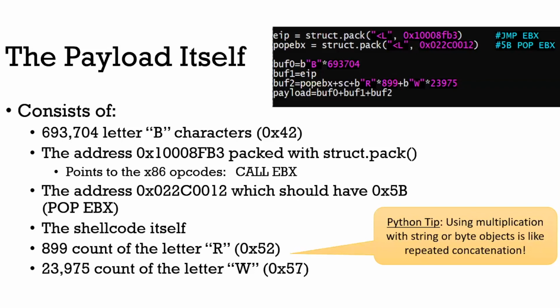Then we have the address 0x022C0012, also packed into a variable called popebx. Now, when I analyze the exploit, at that particular address, when you disassemble it, should be the opcode pop ebx, which is actually just a single opcode, 0x5b. Then we have the shellcode itself, and then we have some other padding at the other end of the exploit, right? And that's all concatenated together as one big byte object in our Python script.